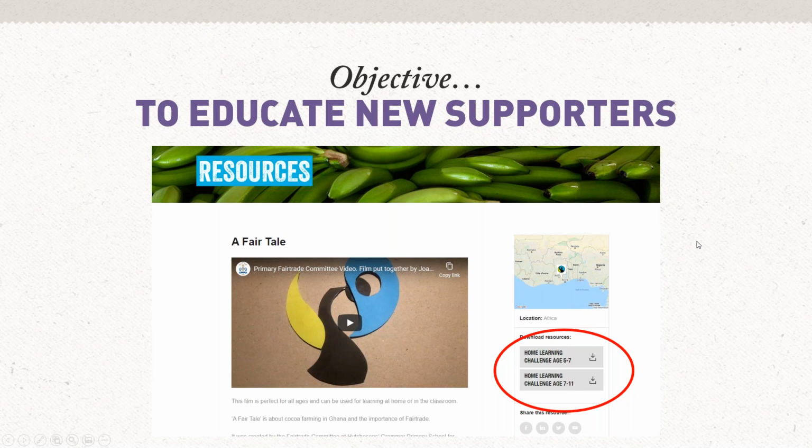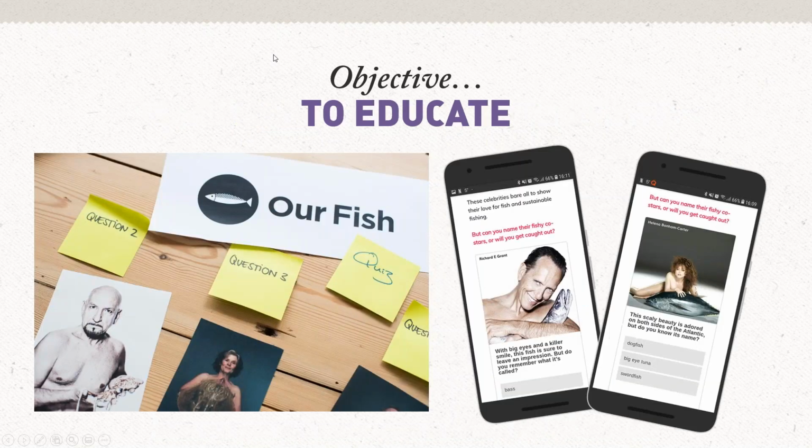The next example I have for you is around educating, if you wanted to educate your supporters on an issue. Yes, this one is a weird one. So one of our clients called Our Fish, and they work on European fishing policy, trying to make fishing more sustainable. And they've got this bank of naked celebrities, some of whom are surprisingly A-list, posing with fish, dead fish, of course.